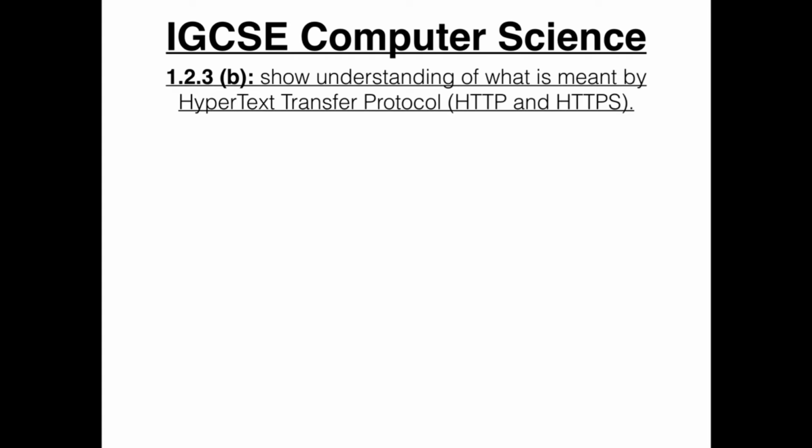IGCSE Computer Science Syllabus Statement 1.2.3b: show understanding of what is meant by HyperText Transfer Protocol, both HTTP and HTTPS. This statement actually also has HTML, but we already covered that in uses of hexadecimal. I covered everything about HTML without knowing that I should have had the information of HTML here, but anyway, what's done is done. If you want to know about HTML, I'll have a link in the corner if I remember to put it there. If I don't, just mention it in the comments and I'll get to it. So, let's get started.